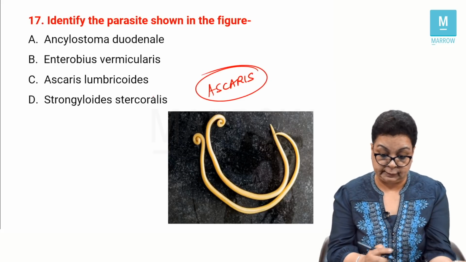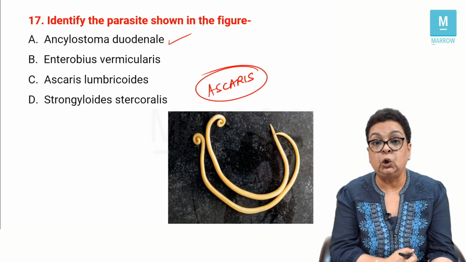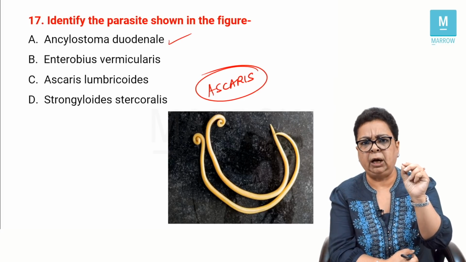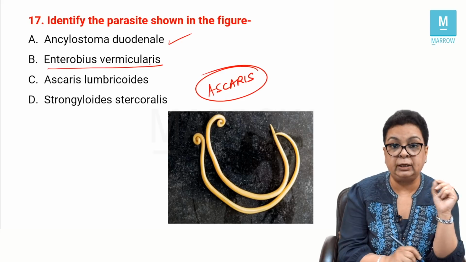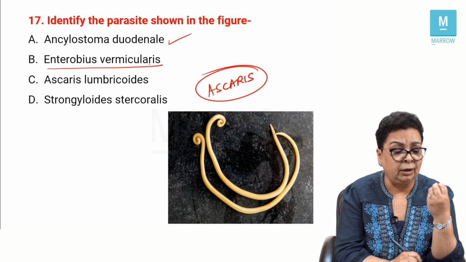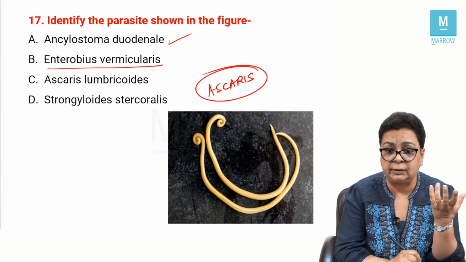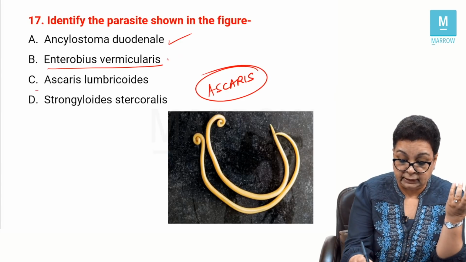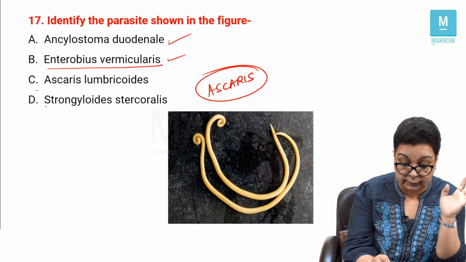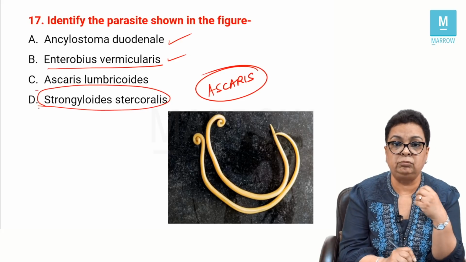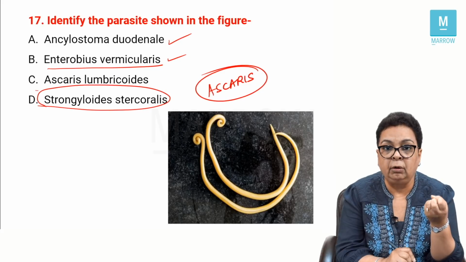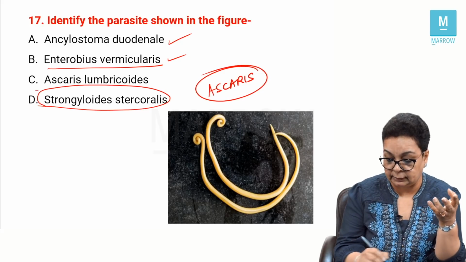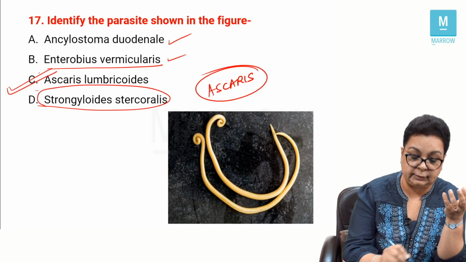Let's read the options. Ankylostoma duodenale, the hookworms. These are very tiny, about 1 centimeter in size. Enterobius vermicularis, again 1 centimeter, sometimes even 3 millimeters. So these are also too tiny. It's not the answer. Strongyloides is the smallest roundworm found in the human small intestine, 1 to 3 millimeters in size. So the answer is Ascaris.